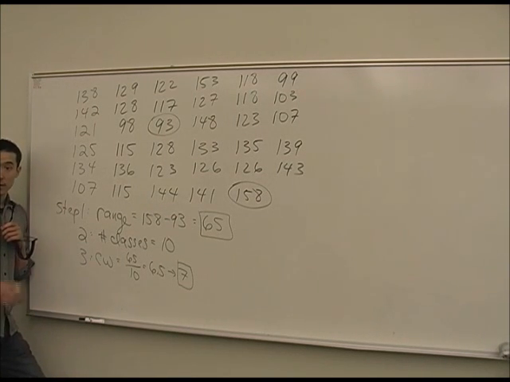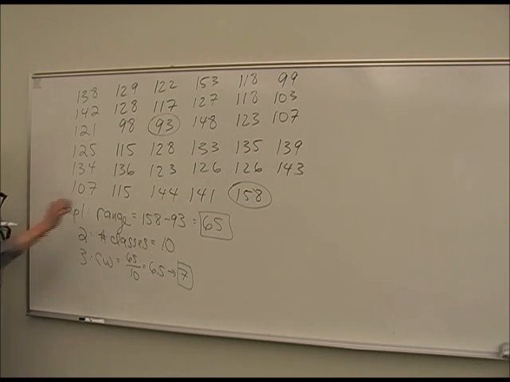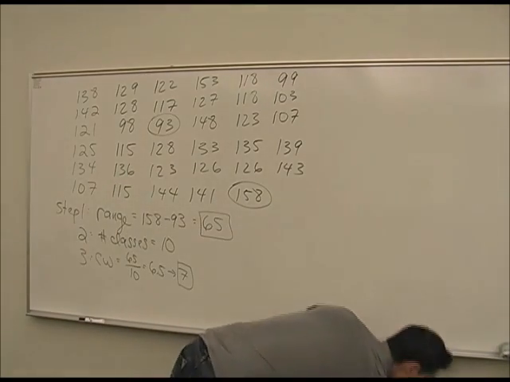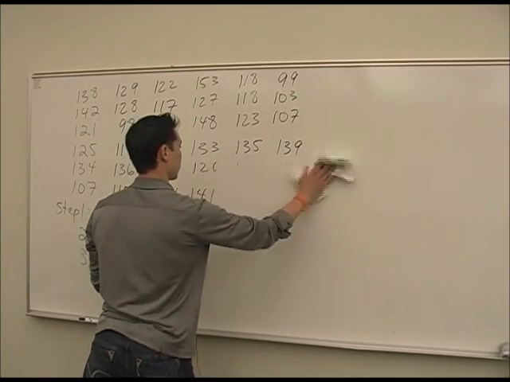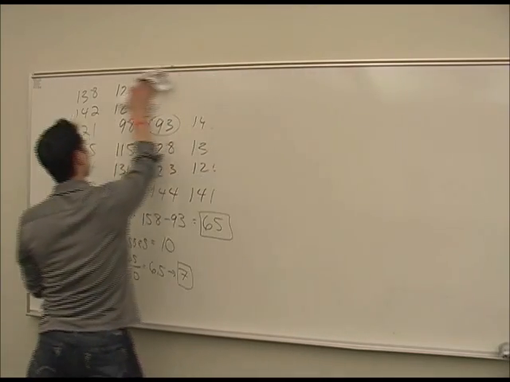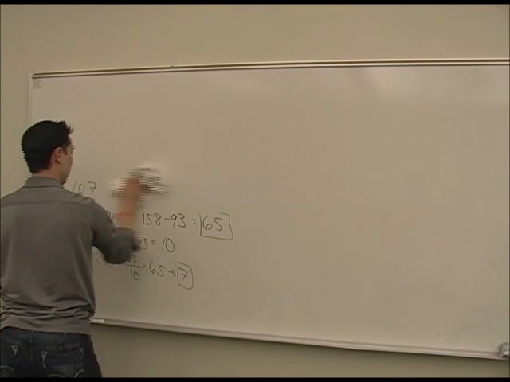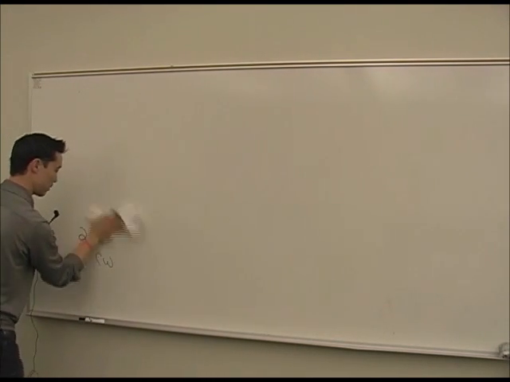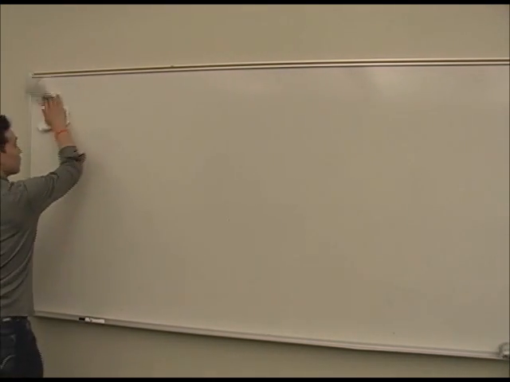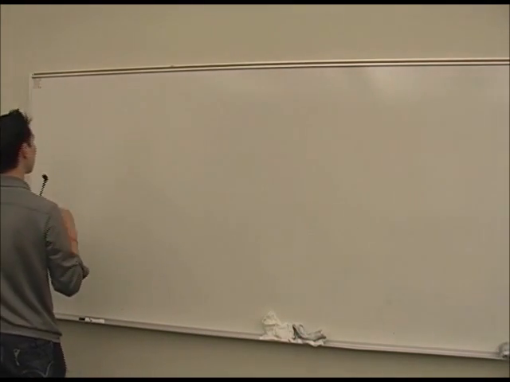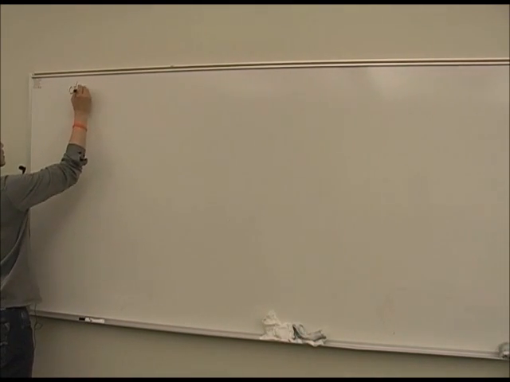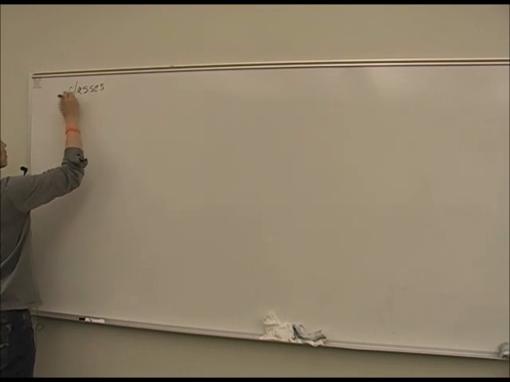So I'm going to erase this and let's actually start doing the frequency distribution now. We have step 1, 65, number of classes 10, class width 7, and we're ready to do this. On the far left, you're going to have classes. We're going to have 10 of these, so make sure you have enough room on your paper.